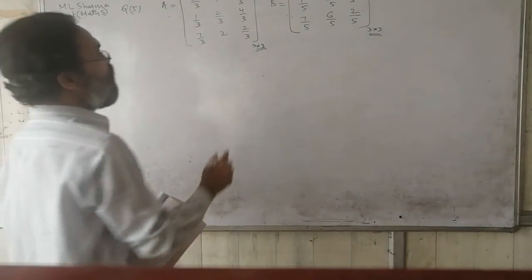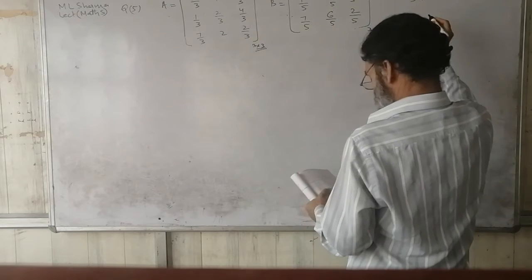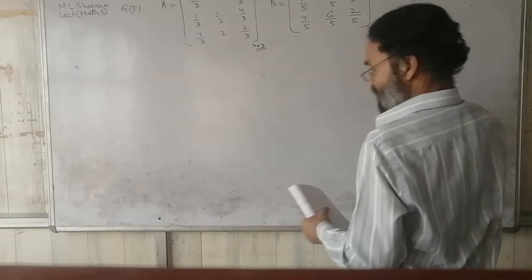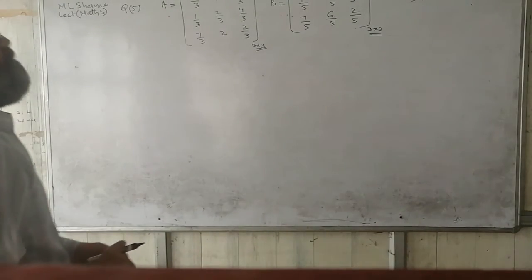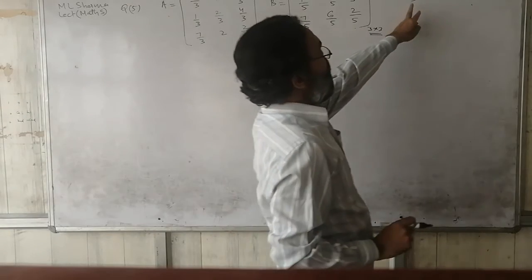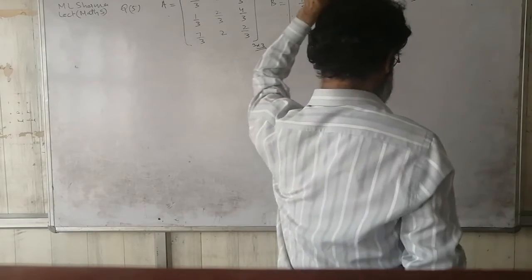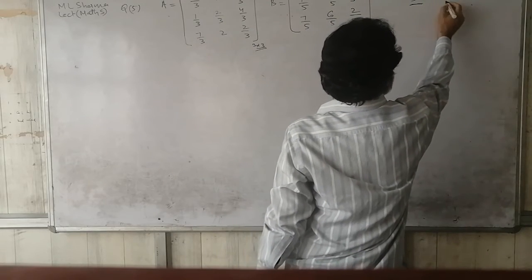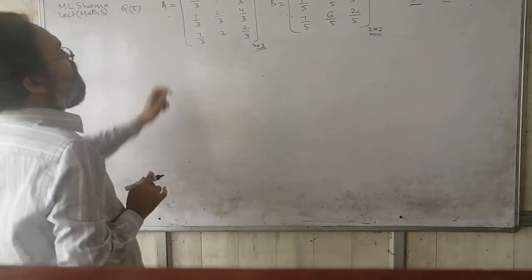So what we have to do is compute 3A minus 5B. This value you have to find. This is scalar multiplication and this is also scalar multiplication. So first you will perform scalar multiplication of matrix A, then B, then subtract these two matrices.